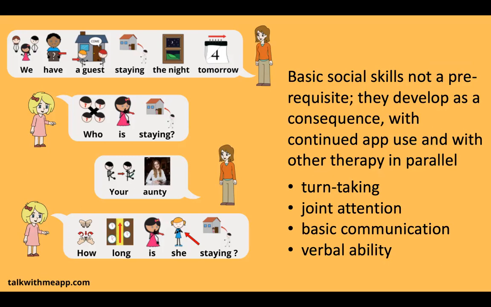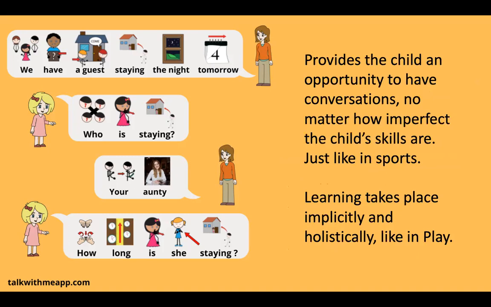But in Talk With Me, these basic social skills like turn taking, joint attention, basic communication, verbal ability, these are not a prerequisite. So even if your child has none of these, with Talk With Me, you can just dive straight into a conversation. And what we have noticed in our trials, repeatedly and consistently, is that these basic social skills develop as a consequence with continued app use, and of course with other therapy that is going on in parallel. So, Talk With Me provides a child the chance to have conversations no matter how imperfect the child's skills are.